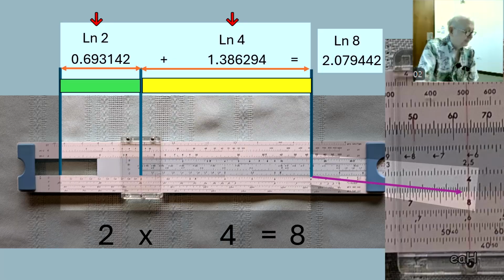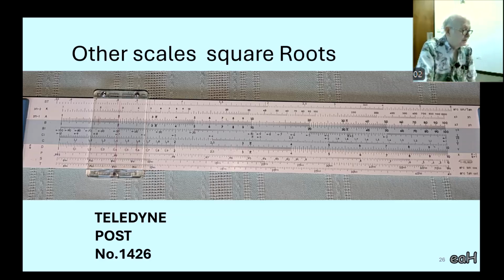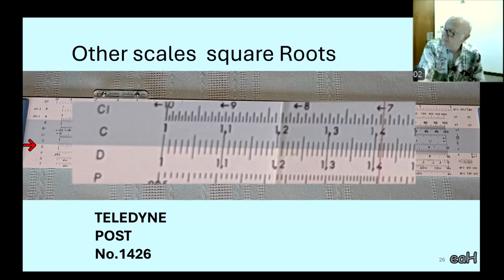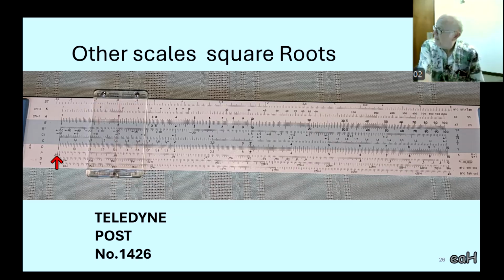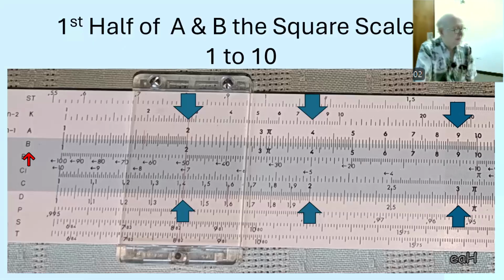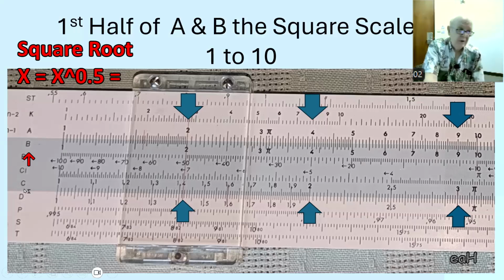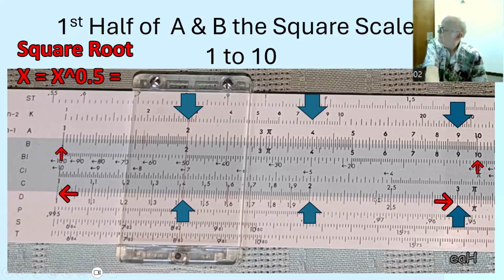You just subtract. But there are other scales on here. I'll blow this up in a minute. There are the regular scales, which are the C and D, this scale that goes from 1 to 10. And then there's the scales A and B. Let's get a little bit closer on here. Those are actually the square root tables that you find the square roots for. And if you look at this, this scale is 1 to 10, and it's half of what this one is.